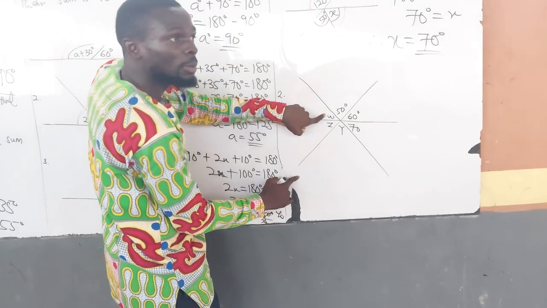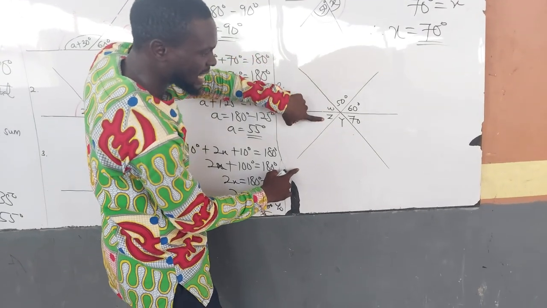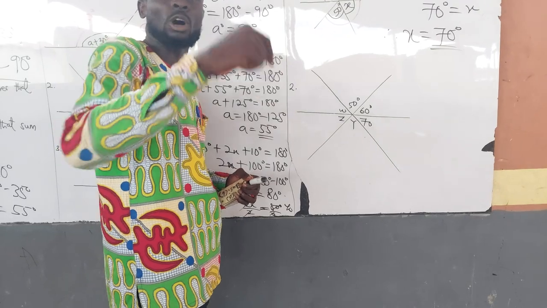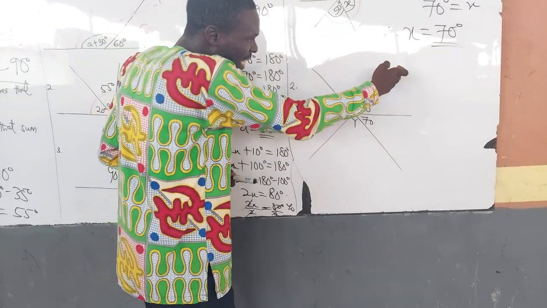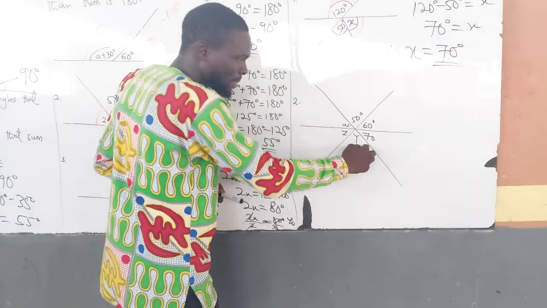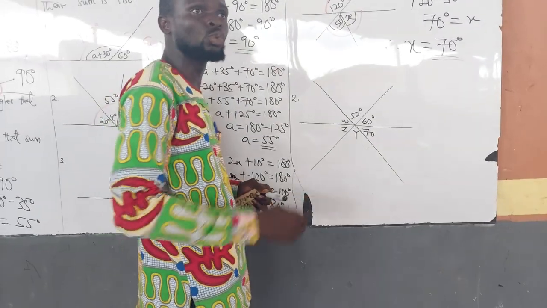You can also see that this is also a straight line. So if I know W, then this plus this will also give me what? 180. I can also solve Y by taking this as my straight line and adding this plus this and equating it to 180.